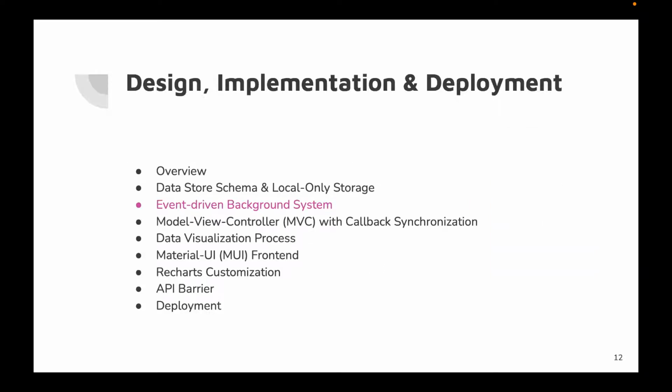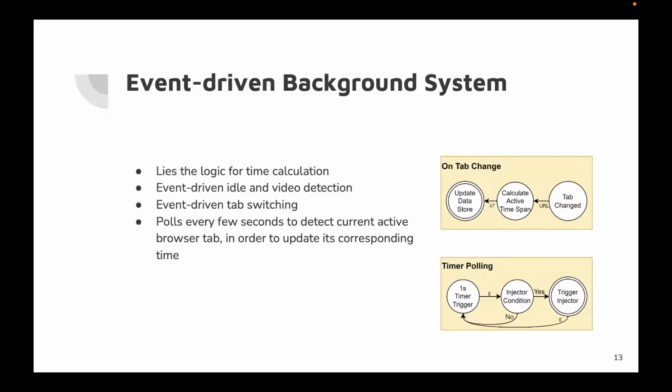So that's all about our data design, and now we move on to our event-driven background system design. To accurately record users' time usage on the web, we have two layers of the underlying logic. The first one is event-driven. Whenever user switches tabs, or the computer starts idling, or when the user starts watching a video, an event will be triggered and the backend data will be updated accordingly.